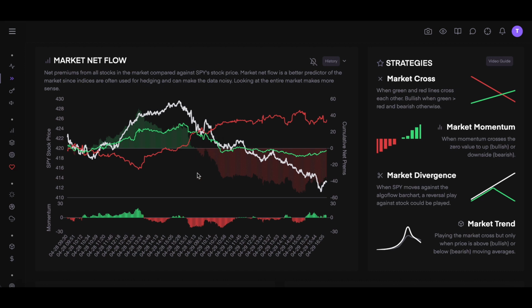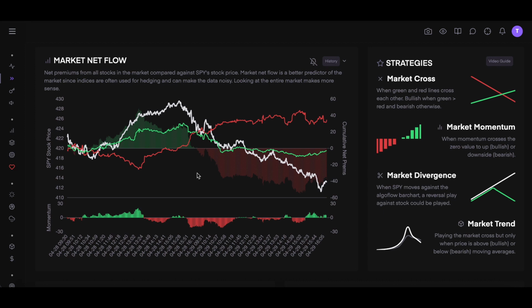So whenever these crosses happen, you can go in. For example, when the calls line goes above puts, then it's a bullish cross, so we want to buy calls or buy shares. When the calls line goes below the puts line, then obviously it's a bearish cross, so we want to either short or buy puts. So hopefully that's clear.